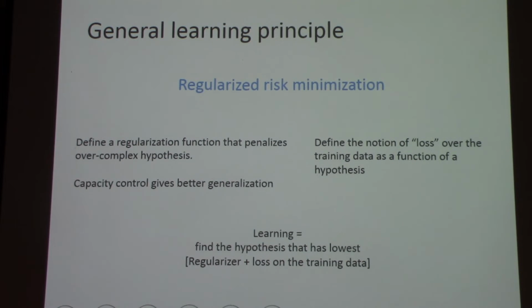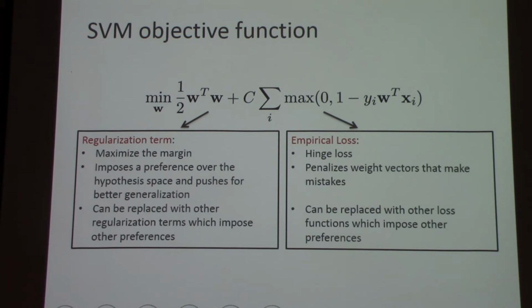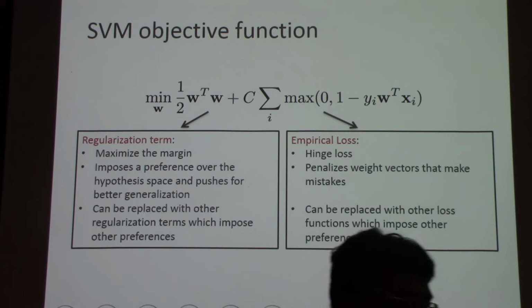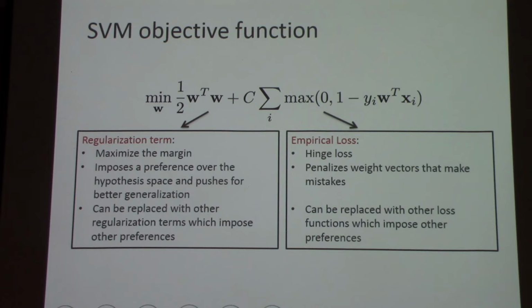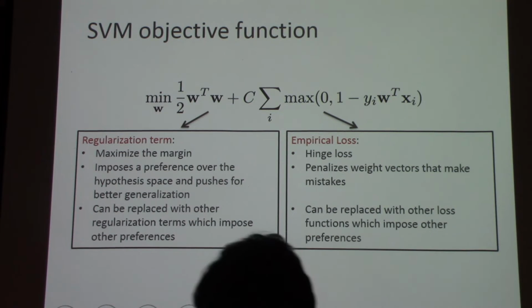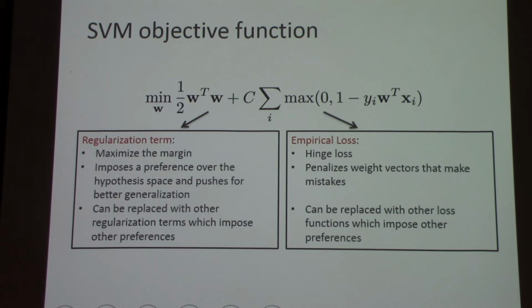So let's look at the SVM objective function from this perspective. There is the regularization term, the first term, W transpose W. What it says is, I like weight vectors that have larger margins. Maximize the margins. Implicitly, what it does is it imposes a preference over weight vectors that are all the same with respect to the error, but only differ with respect to the margin.